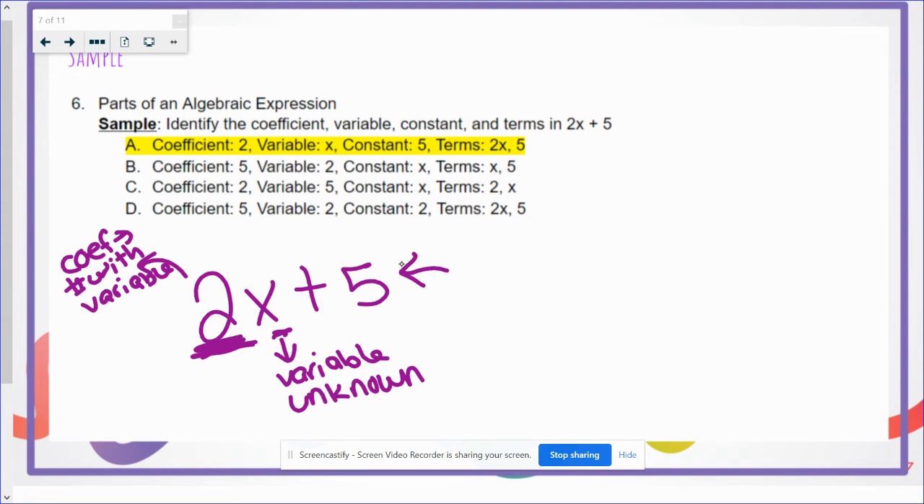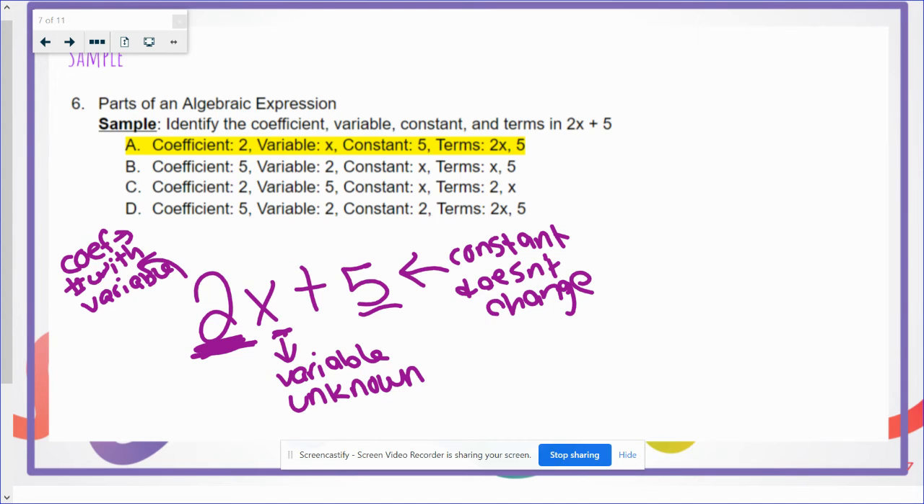and 5 would be our constant because it doesn't change. That is a constant term because no matter what, it's still 5. But the 2 can change depending on what x is. If x was 5, then 2x would become a 10. So that can change, but the 5 doesn't.